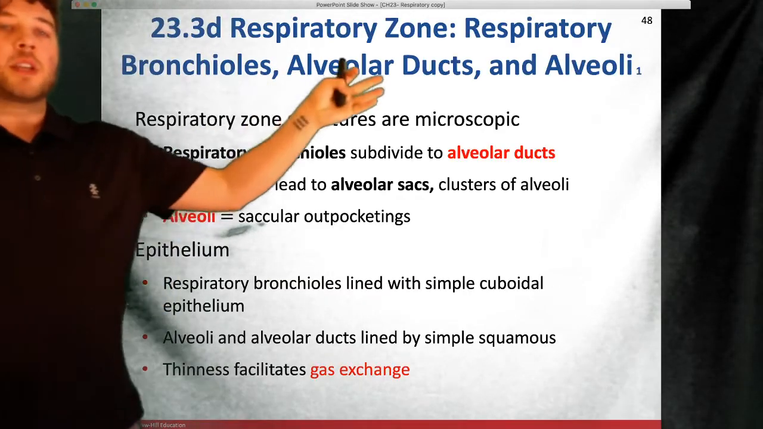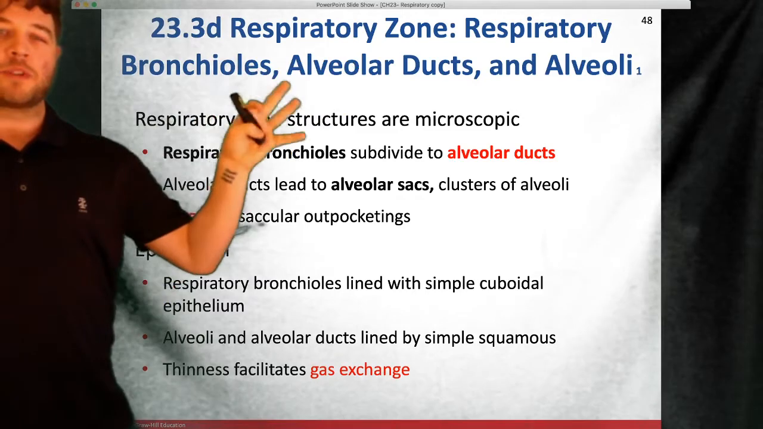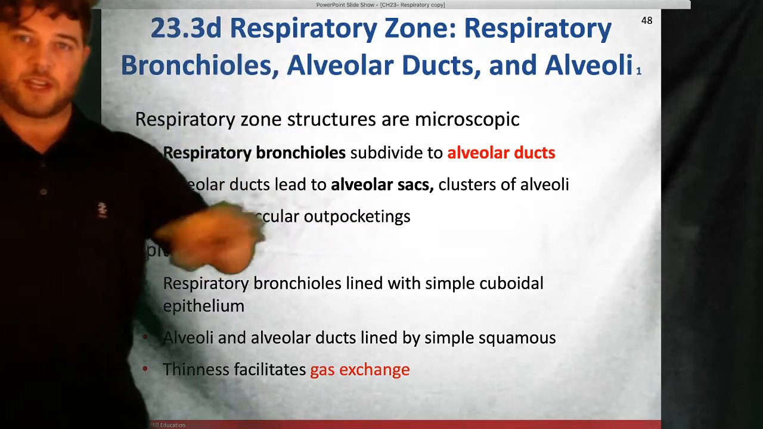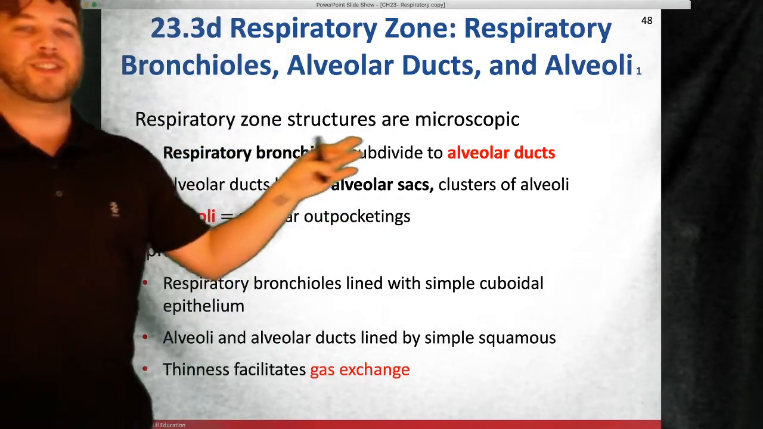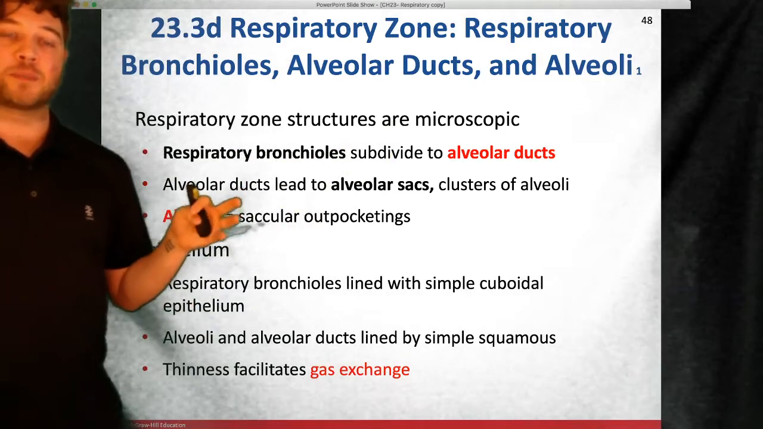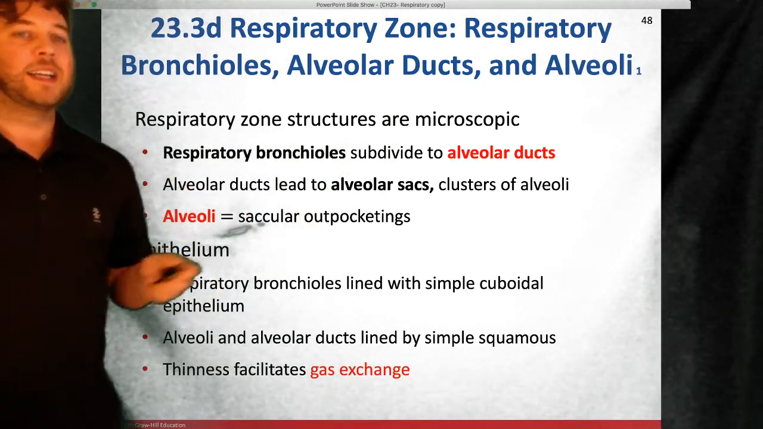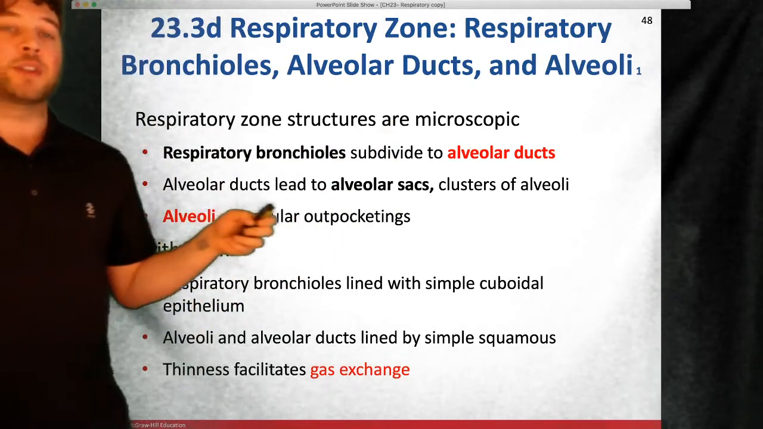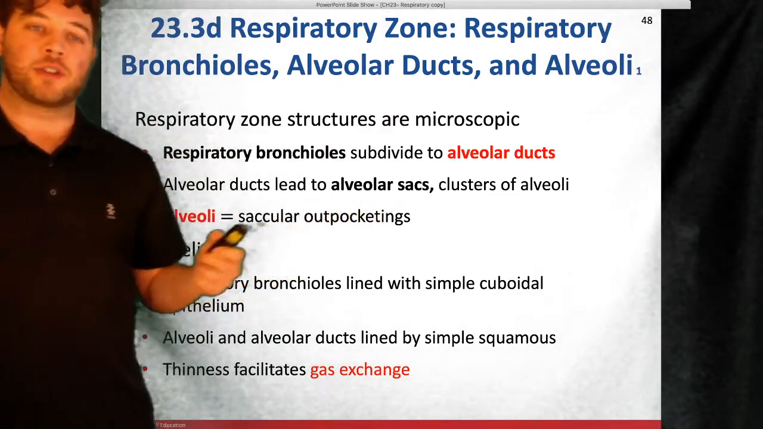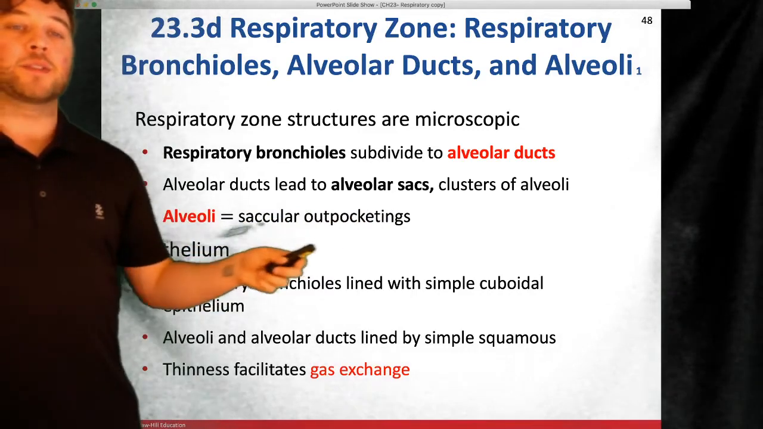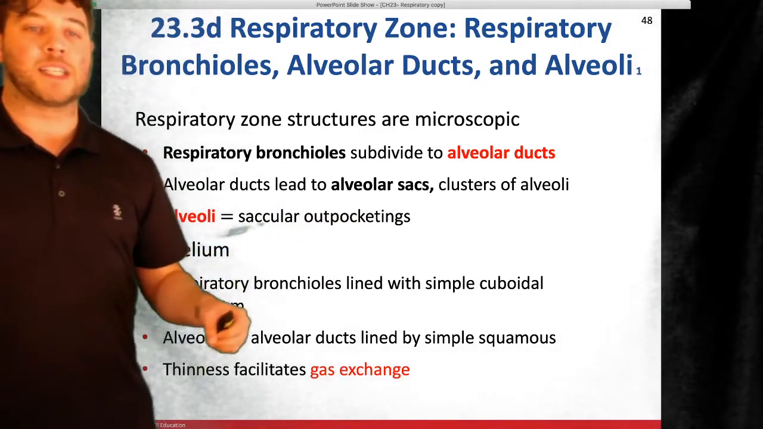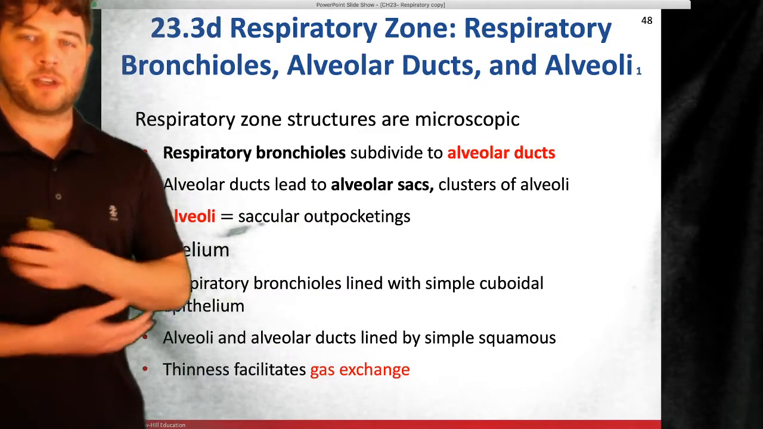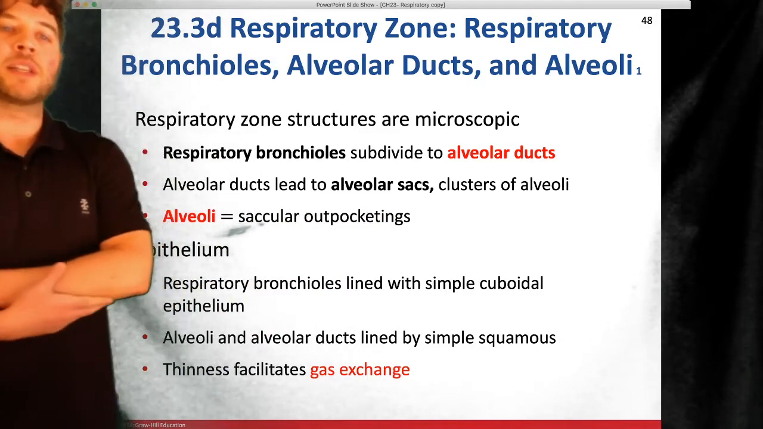So, moving into the respiratory zone now. These structures are microscopic, so by the time you get to this point, you cannot see them with the naked eye. The respiratory bronchioles subdivide into alveolar ducts. The alveolar ducts lead to alveolar sacs, which are clusters of alveoli, and these are saccular outpocketings. I could not tell you much more about what they do, but really, they are that simple.